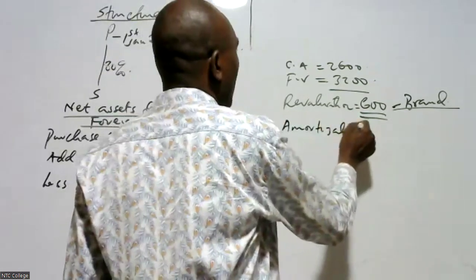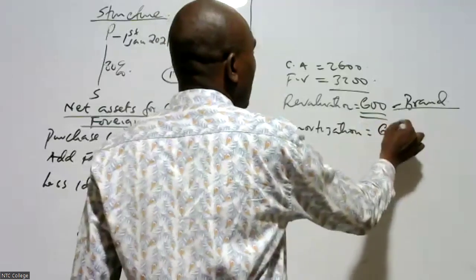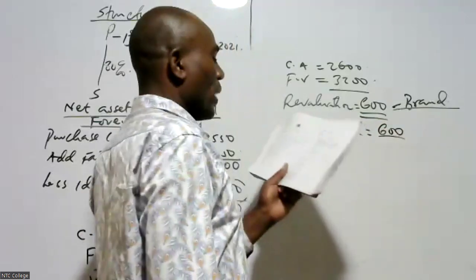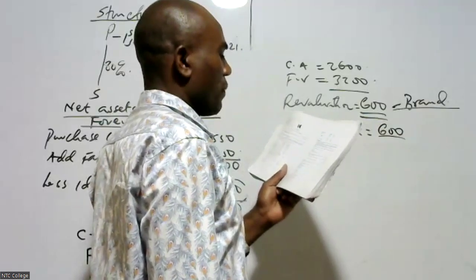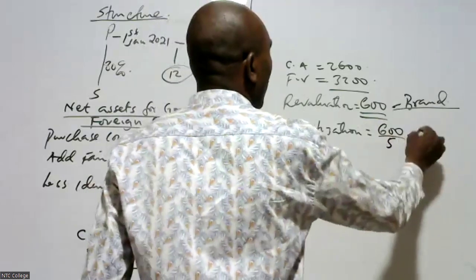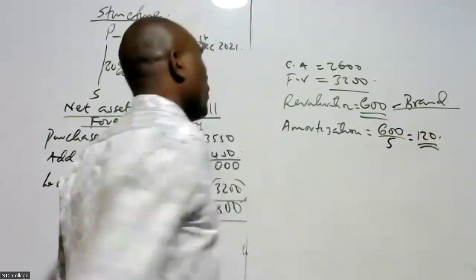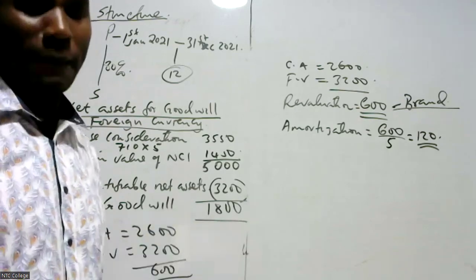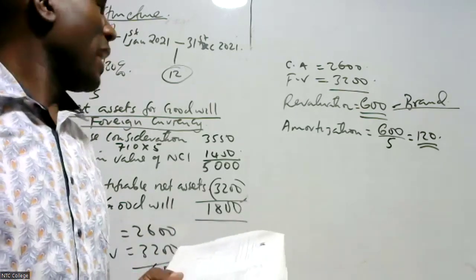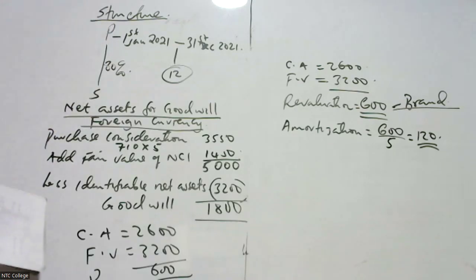Who can give us the amortization? Amortization is 600 divided by the useful life. Useful life is 5 years, which is 120. Therefore, amortization is 120. I believe when we say amortization, you know how we are going to account for it in the income statement. Therefore, we have the structure, we have the net assets and goodwill.